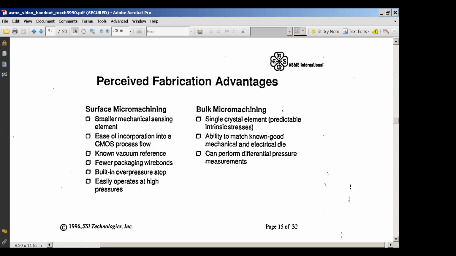And finally, bulk micromachining offers an easy way to incorporate differential pressure sensing, which at present is not easily done in surface micromachining, although there are new technologies coming online, especially some of the high aspect ratio etch capabilities offered lately that can yield differential sensing elements. But by and large, it's easier to do in bulk micromachining.